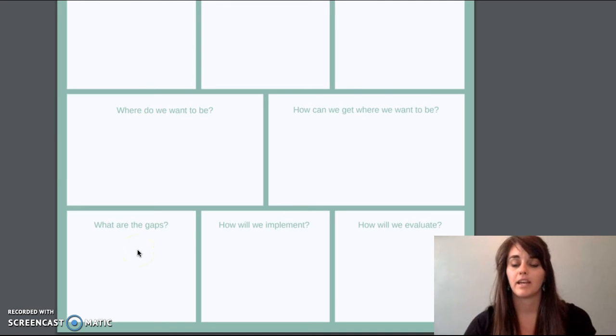how we're going to implement, and then how will we evaluate, because I think it's really important that we figure out how to implement the changes and then how to evaluate. And as we go back through and look at this from time to time as there are different meetings throughout the school year, then you can see changes.